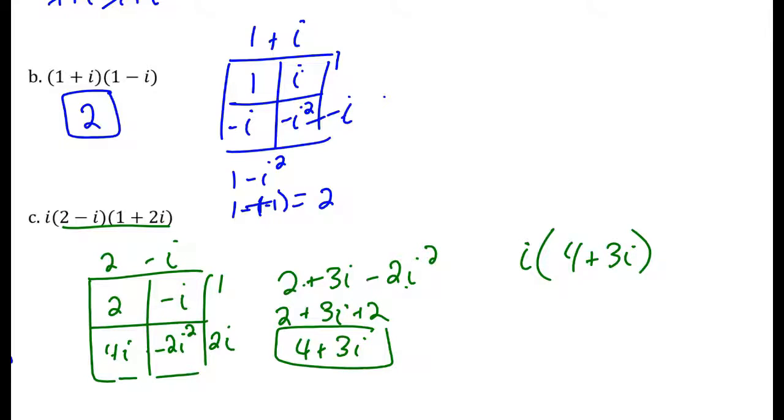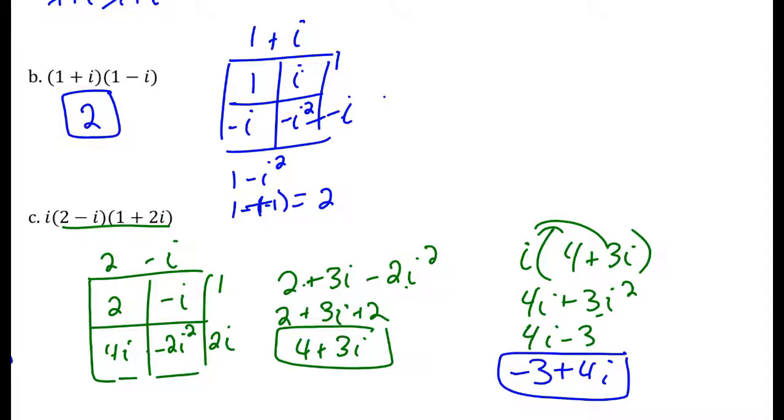So after I distribute it in I get 4i plus 3i squared. i squared is -1, so that's 4i minus 3. But that's not truly in a plus bi form, because the real part is first and the imaginary part is second. So let's do -3 plus 4i.